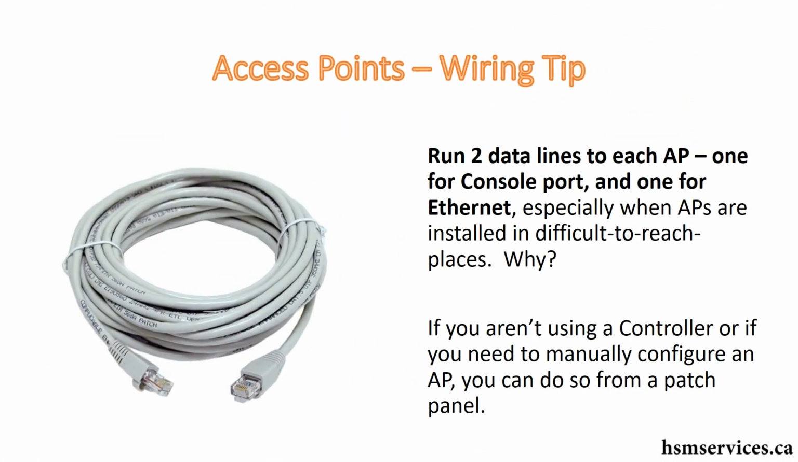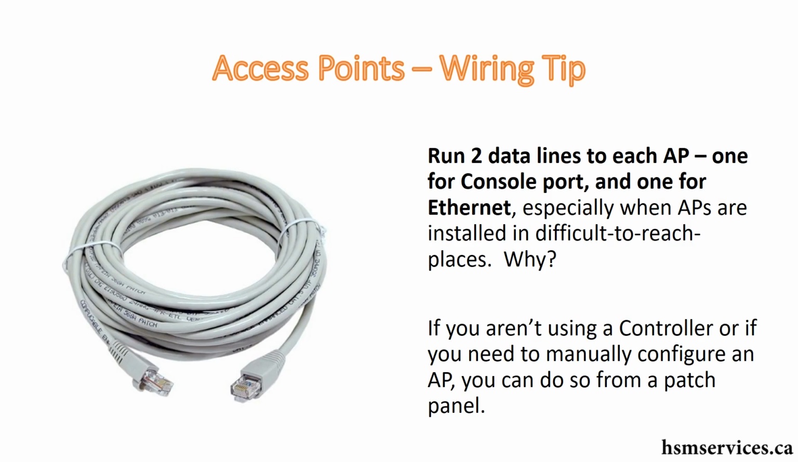But the second consideration, this is a very good tip, is run two data lines to each access point. One goes to the console port and one to the Ethernet port, and patch them both into the patch panel. And the reason you would do that is so if you need to manually configure an access point, you can just plug a console cable into the patch panel on the floor and configure away.